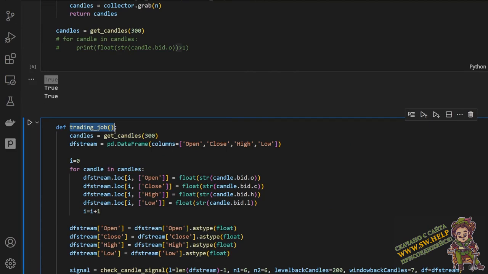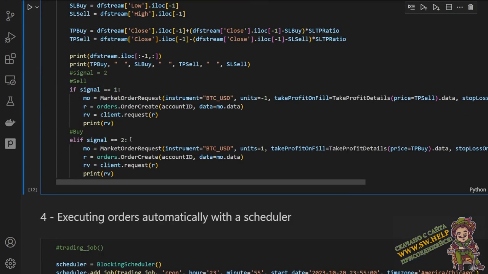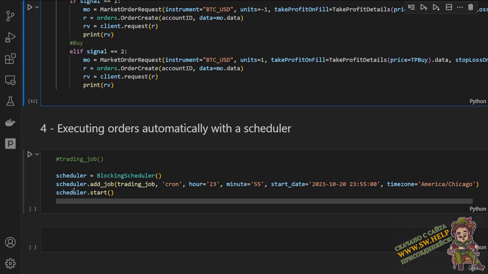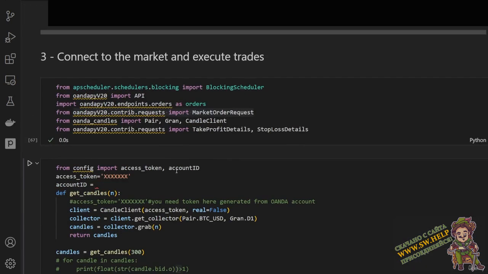So whenever I call this function, it downloads data, it analyzes the signal, and if there is any valid signal, it's going to open a position on the market. If we're thinking about the daily time frame, we need to run this once a day, not more. It would be useless to run it more than once a day. So we're going to schedule this using a cron scheduler. Scheduler is equal to blocking scheduler, and this is something imported here, from APScheduler schedulers blocking import blocking scheduler.